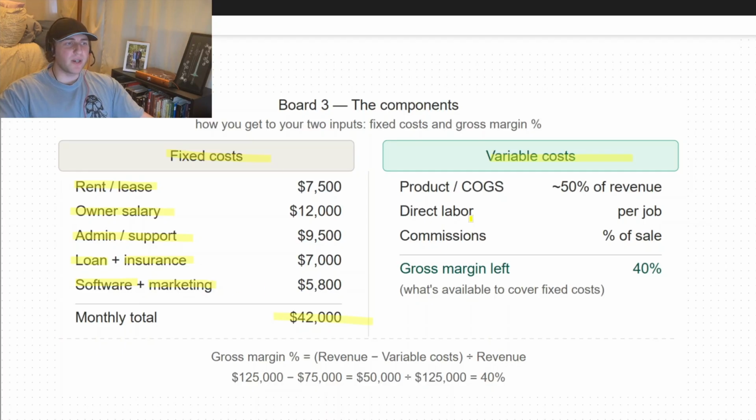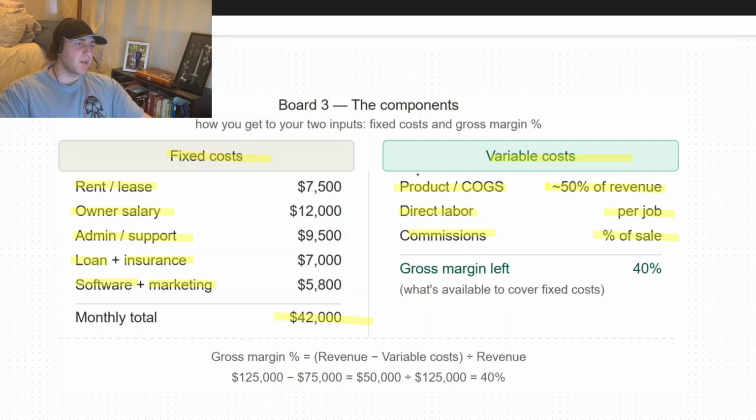Now, your variable cost, on the other hand, is your product or cost of goods sold, which can be taken as a percentage of revenue. For example, if you made $100,000 in revenue, $50,000 of that is being applied to cost of goods sold. So it's 50% of revenue. Your direct labor per job can also be considered a variable cost. And then finally, your commissions, which can be calculated as a percentage of sales.